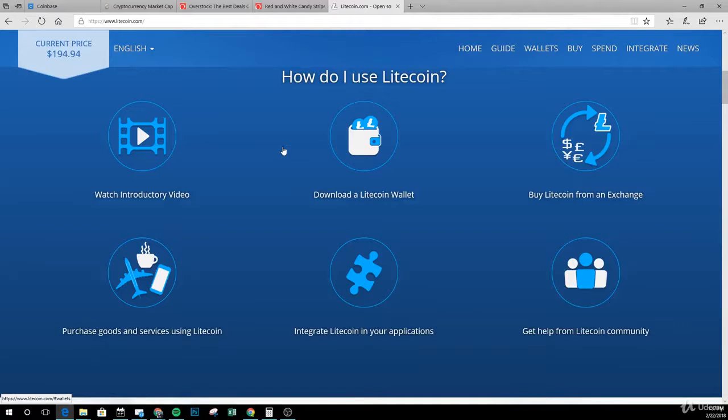Hi everyone, in this lecture we're going to be going over where to spend Litecoin, and I'm going to be doing a real live demo of me buying an item using Litecoin. So without further ado, let's dive on in.